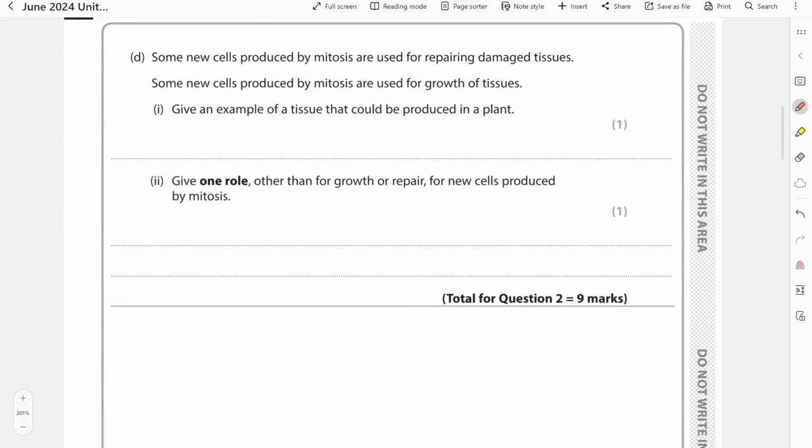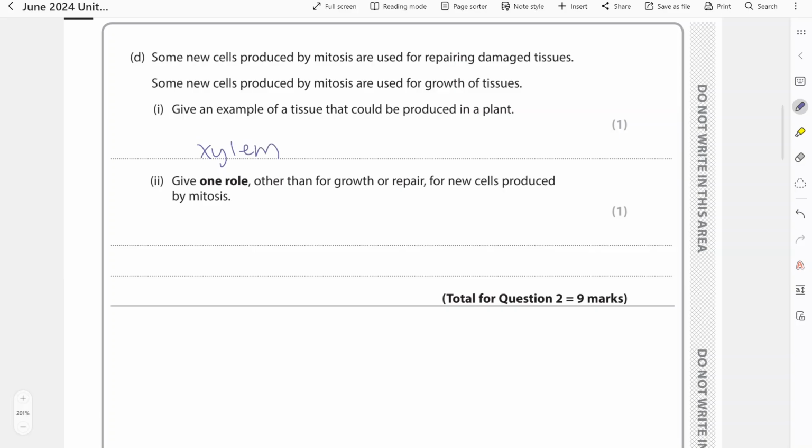Okay, part D. Some new cells produced by mitosis are used for repairing damaged tissues. Some new cells produced in mitosis are used for growth of tissues. Explain an example of a tissue that could be produced in a plant. So you can talk about any tissue. You can bring up xylem, phloem, spongy mesophyll, palisade mesophyll. I'm just going to write xylem.